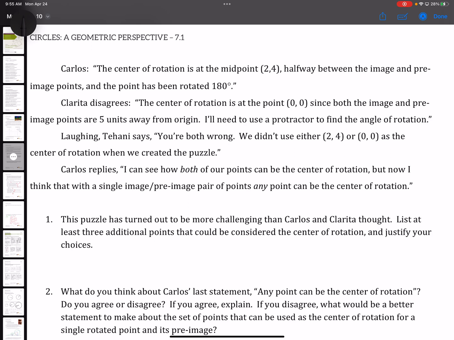Yes. Tehani says, both wrong. Don't use either 2, 4, or 0, 0 as the center of rotation when you complete this puzzle. Very nice. Yeah, good. All right, Carlos. I can see how both of our points can be in the center of rotation, but now I think that with a single image and pre-image pair of points, any point can be the center of rotation.